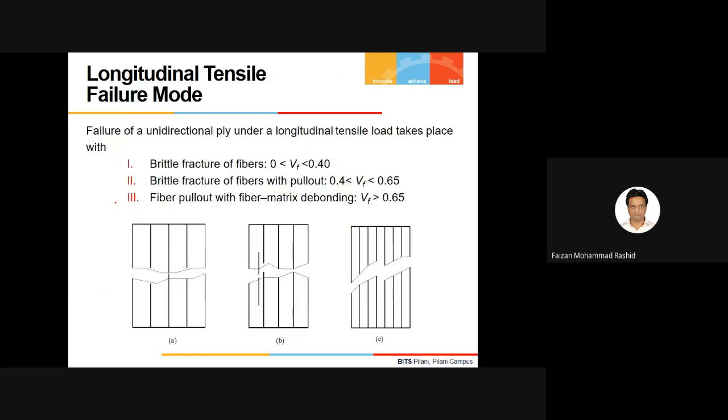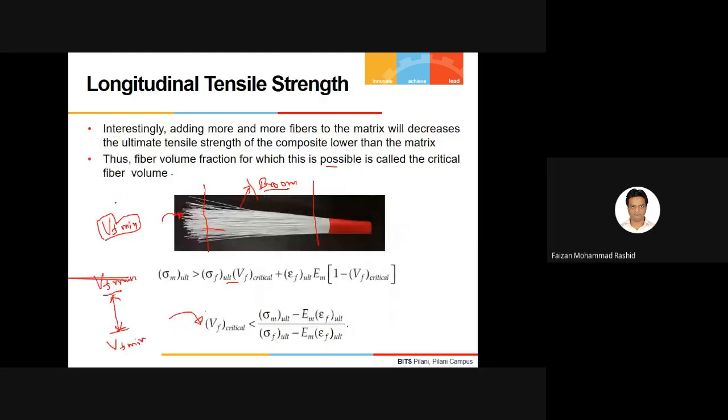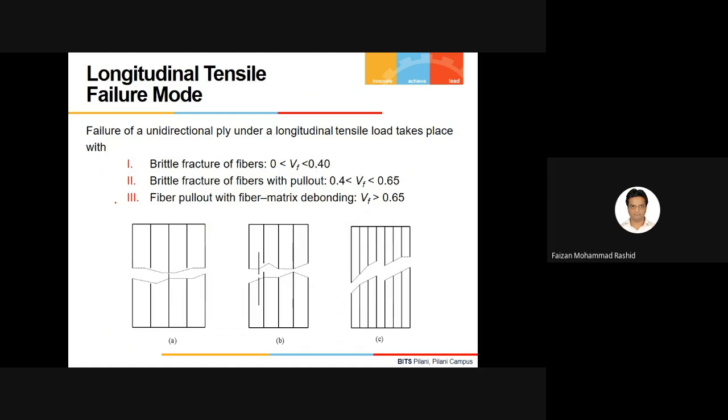Now this is the thing I told you, and longitudinal tensile strength means here we are applying load in this direction. Different types of failure modes are there in the longitudinal direction, and it depends on your fiber volume fraction. You see here, this is a typical boron nitrate case. They have shown that if your fiber volume fraction is between 0 to 0.4, the failure is brittle, everything is breaking like this.